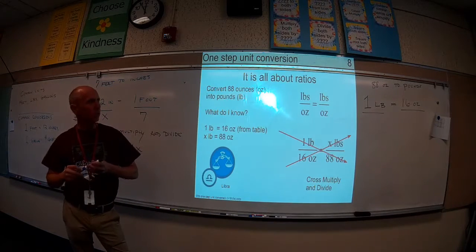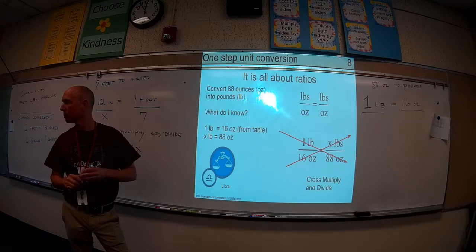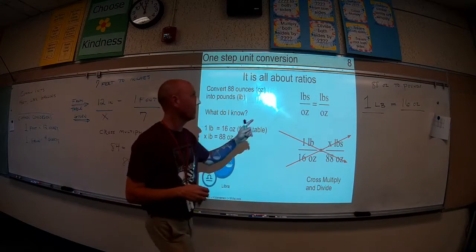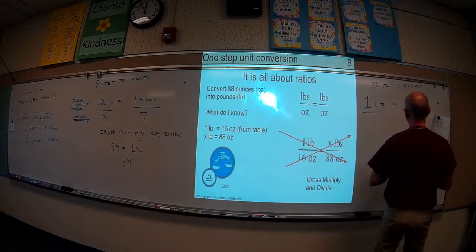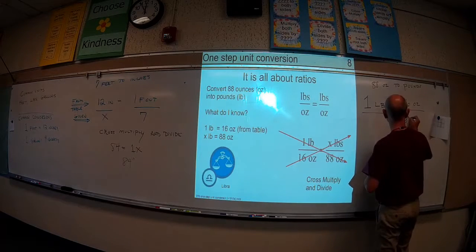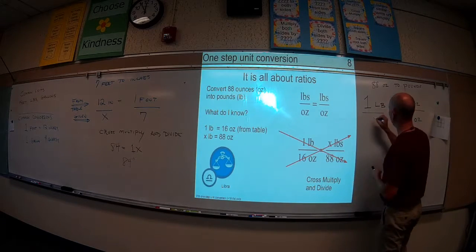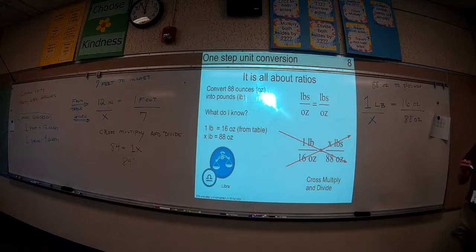Gavin, what was given to me? 88 ounces. Where's that go? Under the 1 pound or the 16 ounces? 16 ounces. Goes under the 16 ounces. And that's my unknown, my x. Cross multiply and divide.